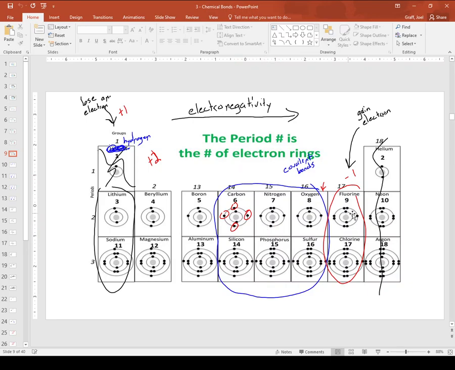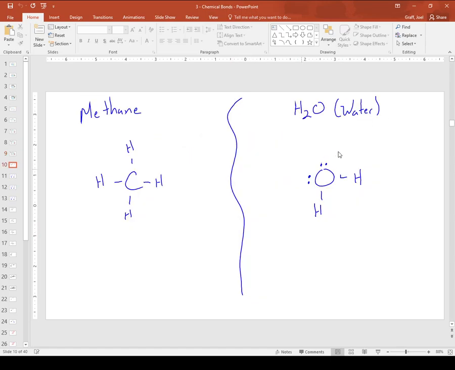Now the story gets a little different as we move further towards the center of our periodic table, and that's because rather than completely losing or completely gaining an electron, there are some elements that would consider sharing an electron, so they're going to have covalent bonds. So let's take a look at a couple of elements that do those covalent bonds. One has carbon in the center, methane, and the other has oxygen in the center, which is water.